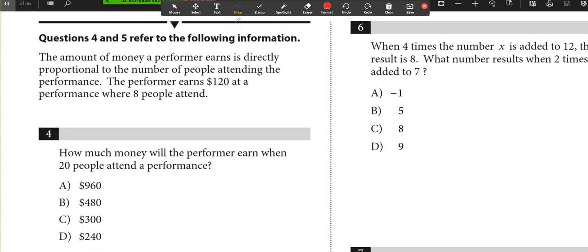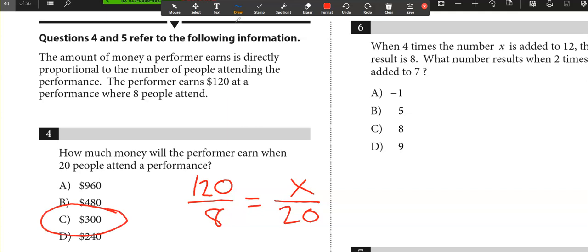The amount of money a performer earns is directly proportional to the number of people attending the performance. The performer earns $120 at a performance where 8 people attend. How much money will the performer earn when 20 people attend? So $120 for 8 people. So how much is the performer going to earn for 20 people? So 20 times 120 divided by 8. I ended up with 300 just doing the cross multiplication.